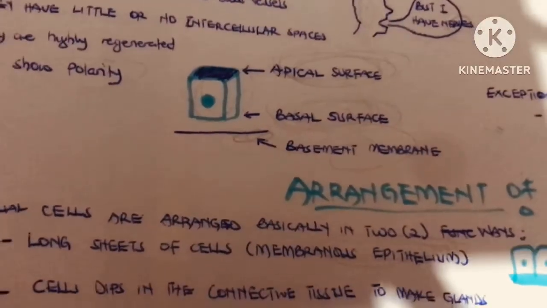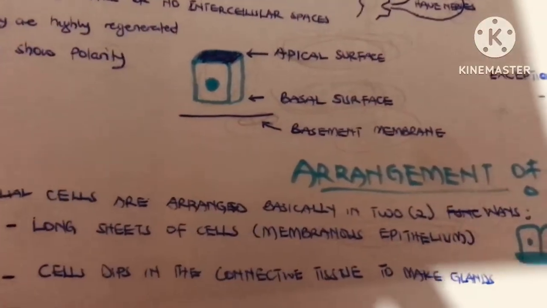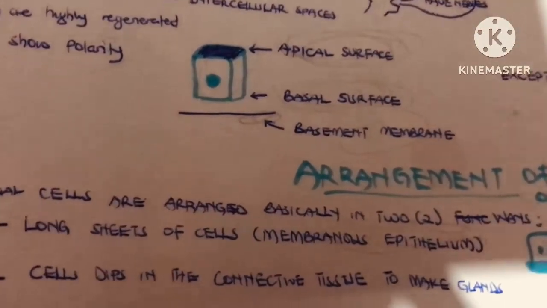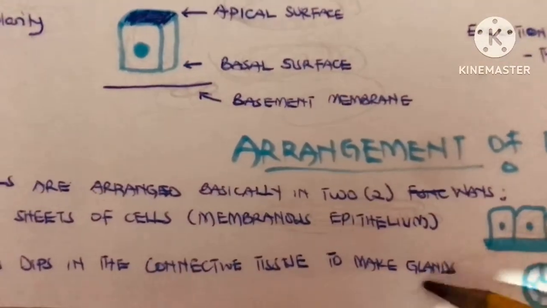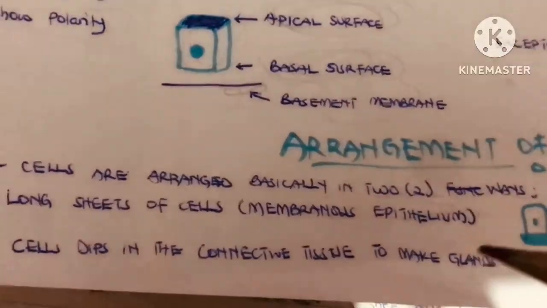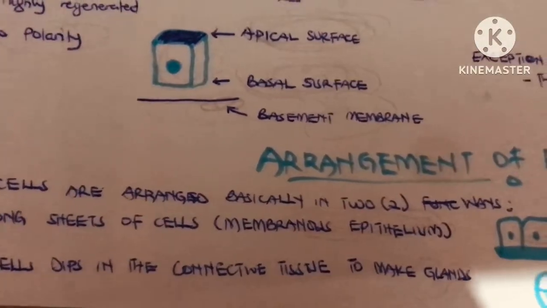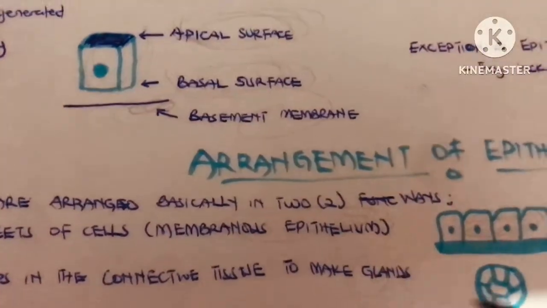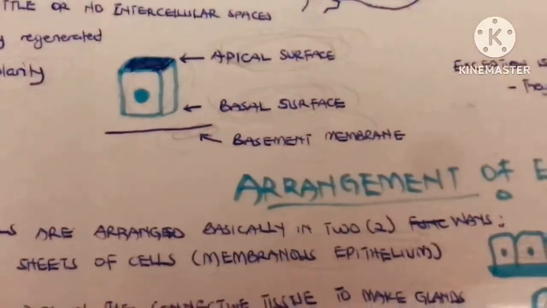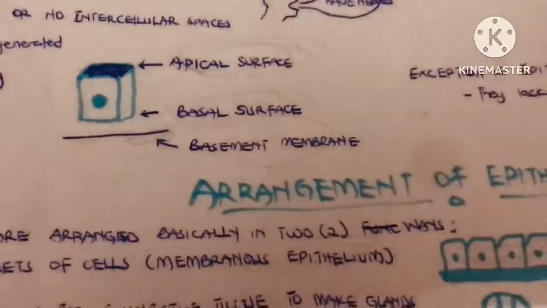Another way that these epithelial cells are being arranged is that sometimes in some parts of our body, these epithelial cells dip into the connective tissue to form glands. You understand? So sometimes these epithelial cells dip into the connective tissue and they form glands. Hope you understand.